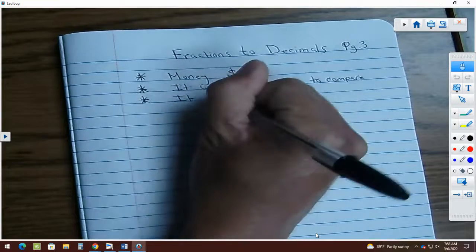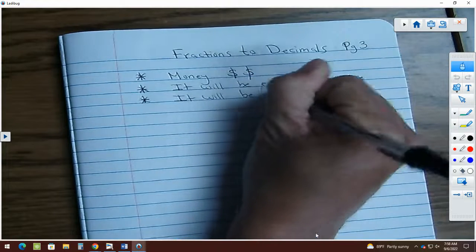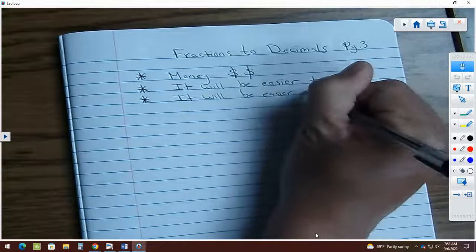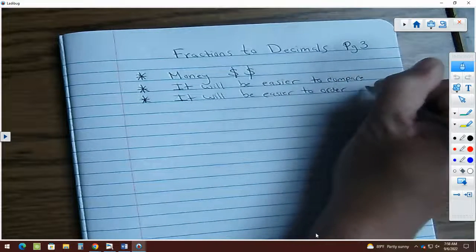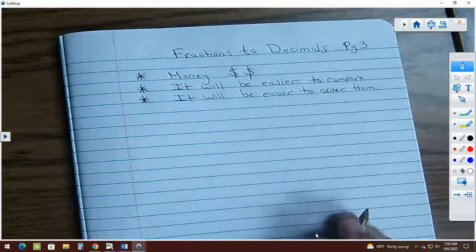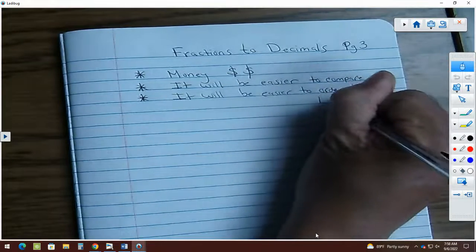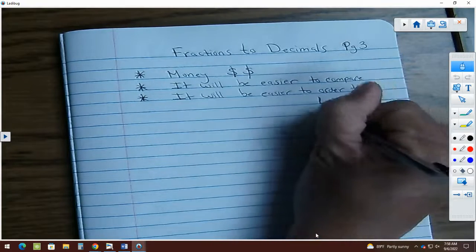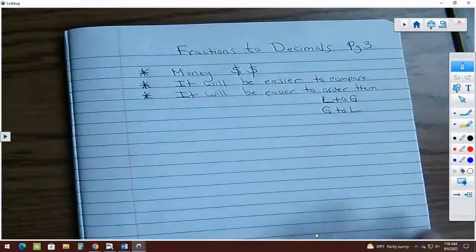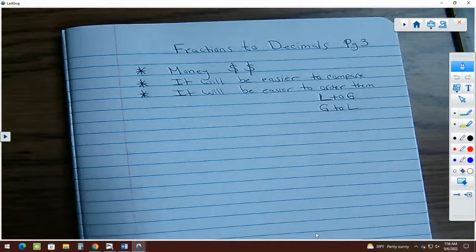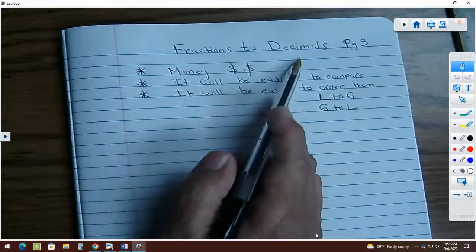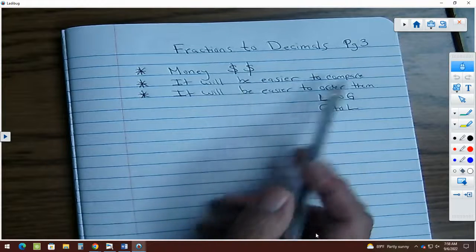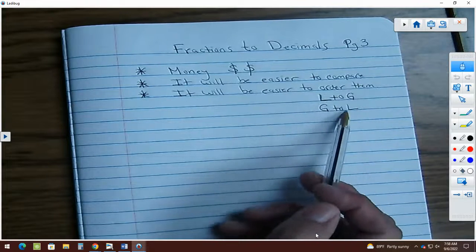It will be easier to order. If you want to put them in order, it will be easier to order them. And what I mean by order them, it could go from least to greatest, L to G. Or it could go from greatest to least. So I'm trying to tell you why I like to change from fractions to decimals. Because it reminds you of money. It will be easier to compare. It will be easier to order them, least to greatest, greatest to least.